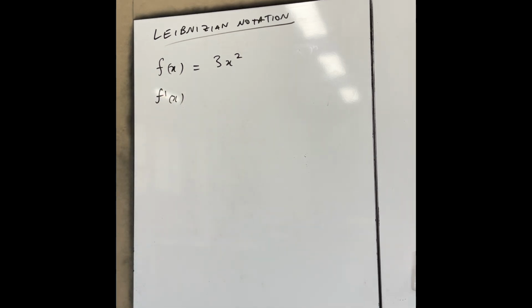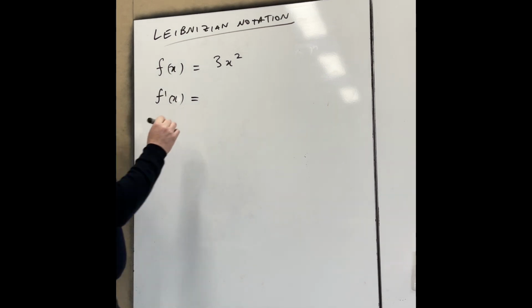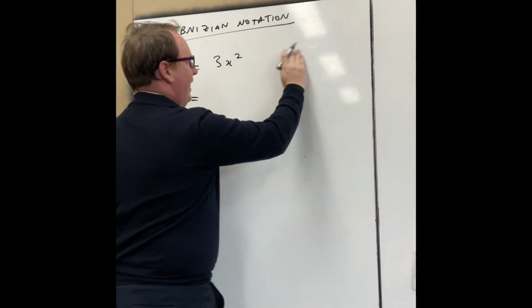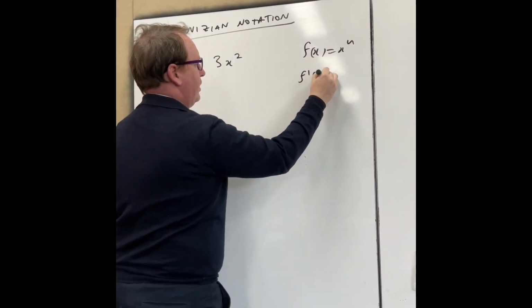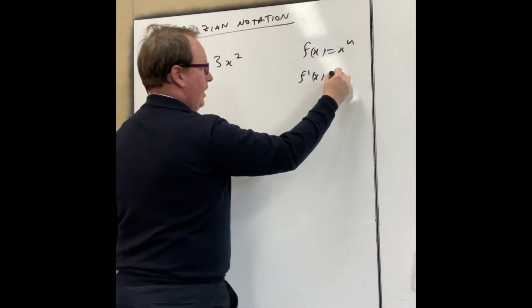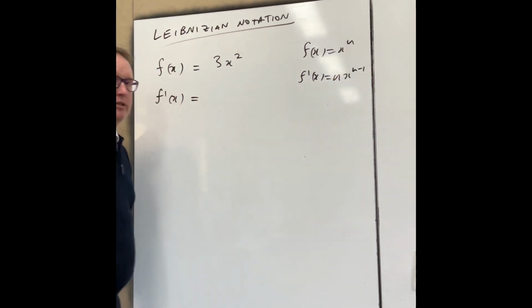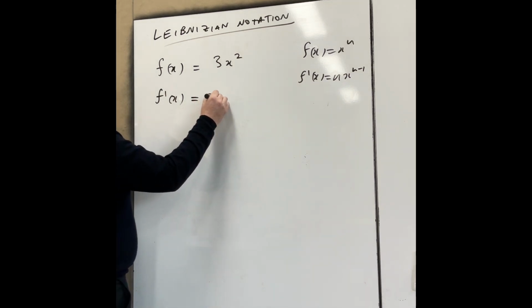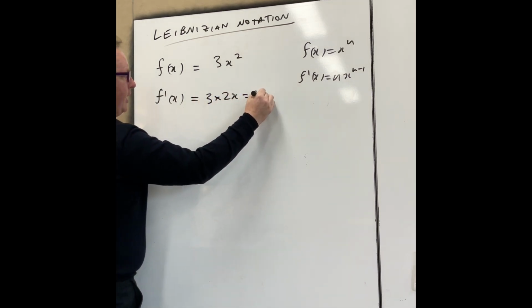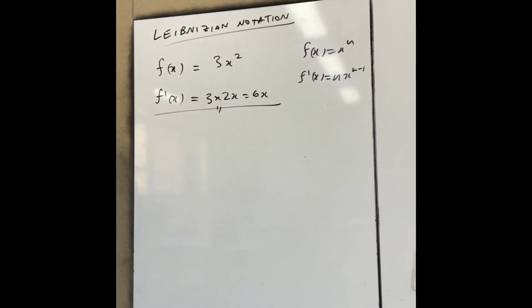Please, Maya. You're going to have to shout. It's the n, wait, what? Yeah, it's the n of x. You're right. If f(x) equals x to the n, then f dashed of x equals n x to the n minus 1, yes. Which gives you what? 6x. 3 times 2x, which is 6x, is correct, okay?